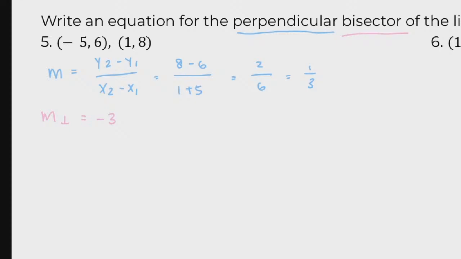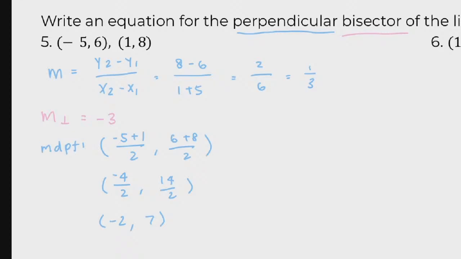Next, we have to find the point that we want to use. So since we want the bisector, we have to find the midpoint. So the midpoint is going to be -5 plus 1 over 2 and 6 plus 8 over 2. So that's going to be -4 over 2 and 14 over 2. So that's -2 and 7.